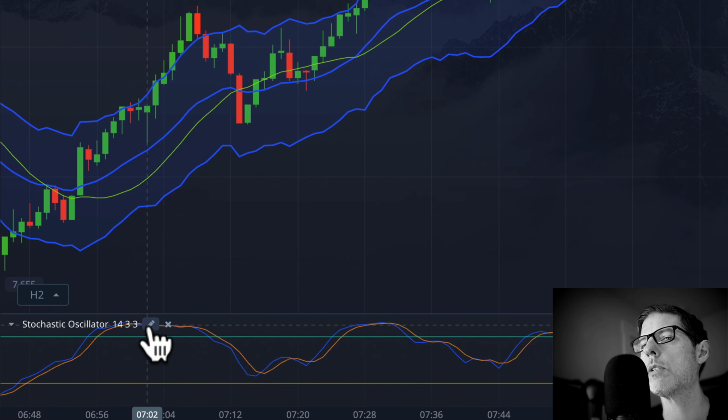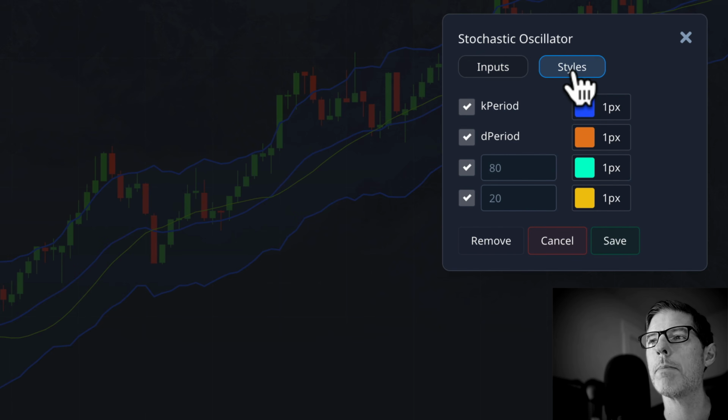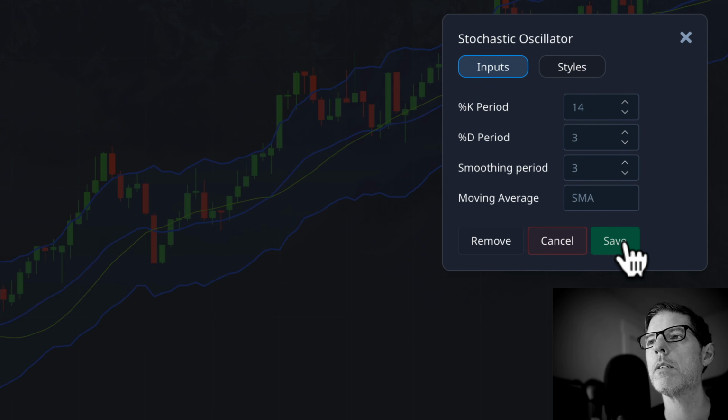Now I'm pretty sure this is the default settings, but I will share with you what I have. I'll click on the little pencil here. So I have the percentage K on 14, percentage D period on 3, smoothing period 3, and the moving average style will be simple moving average. And all of the colors are by default. So there's really nothing that you have to change over here. So I will go ahead and click on save.